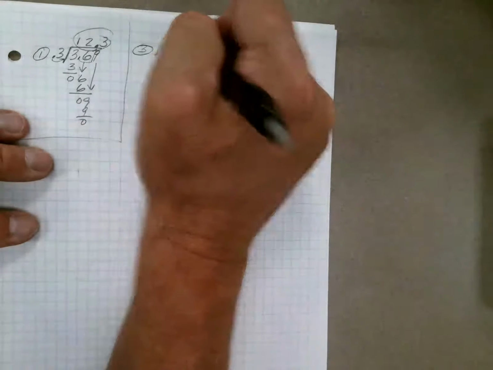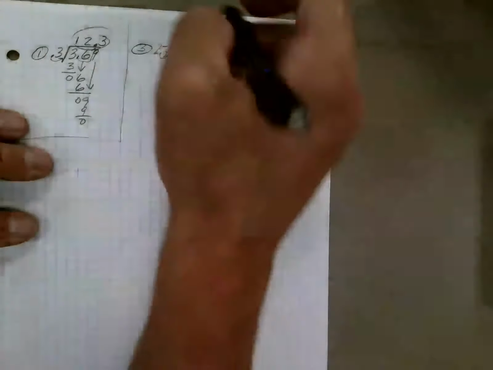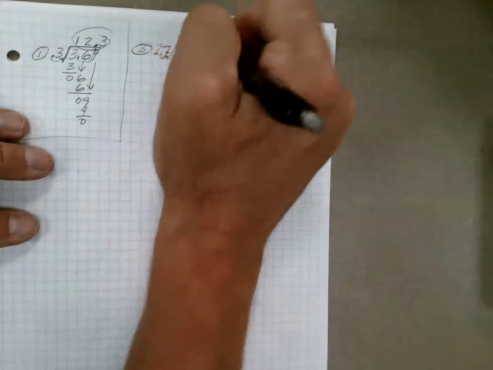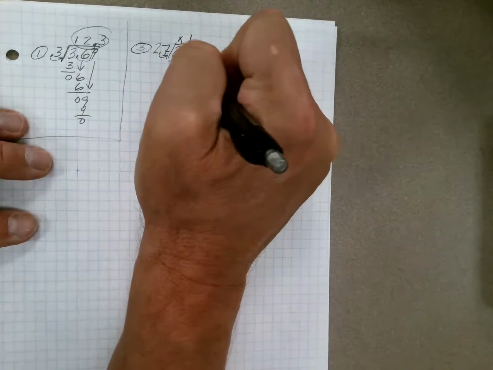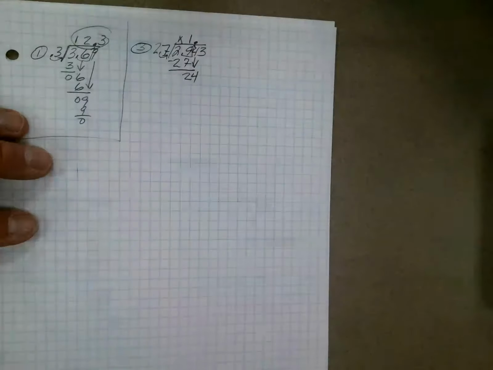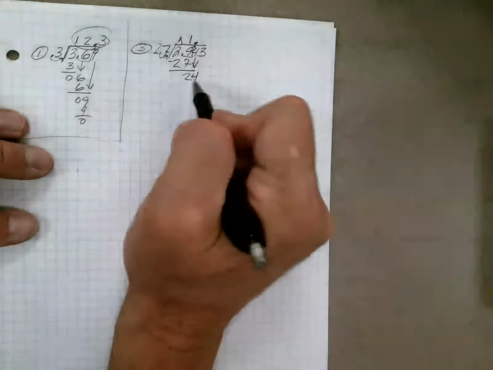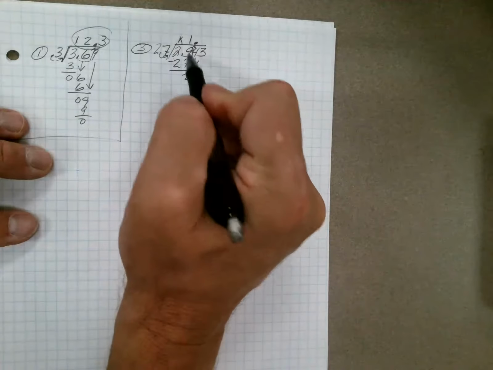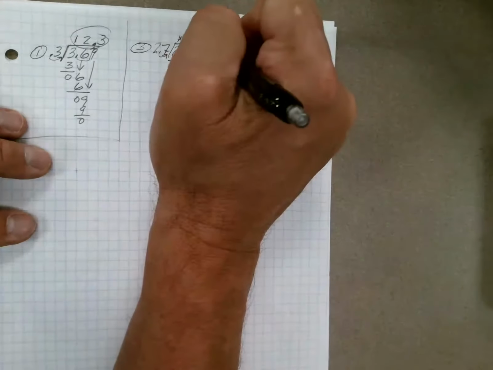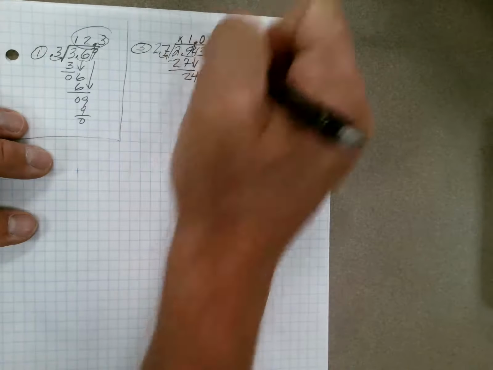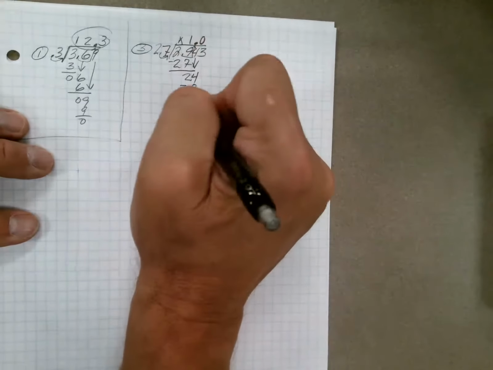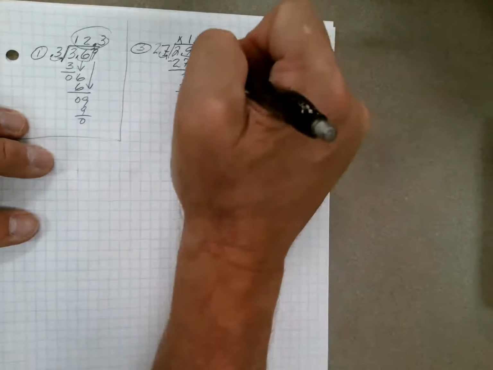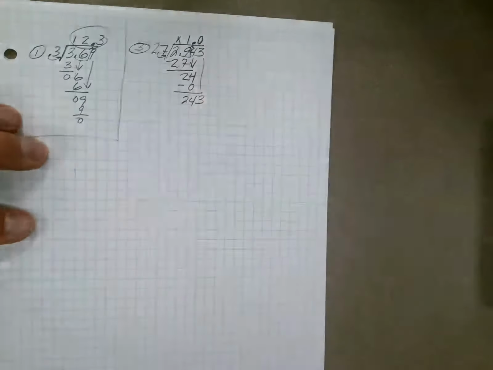27 into 2 won't go. 27 into 29 one time is 27. Subtract and get 2. Bring that 4 down. Now, 27 will not go into 24. That decimal is before that. I have to put a 0 there. I have to be organized. That is 0. 0 times anything is 0. Subtract and get 24. Bring the 3 down.